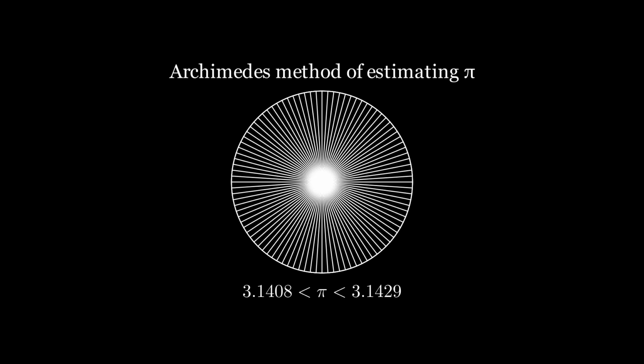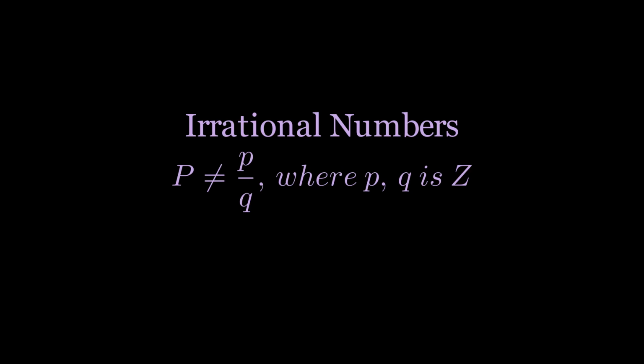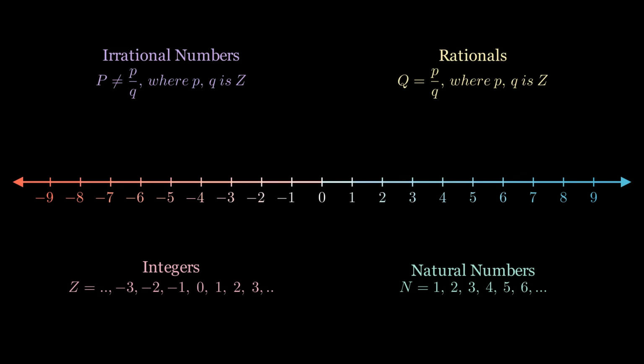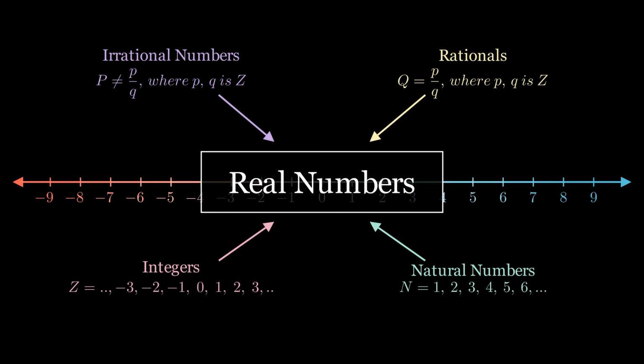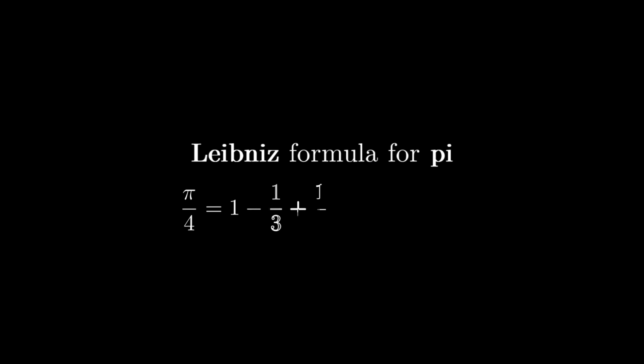In fact, no method of estimating pi can be 100% accurate, as pi is an irrational number, where it cannot be represented as a fraction of two integers. In other words, the decimal digits of pi are endless. Pi is revealed in many different areas of mathematics.